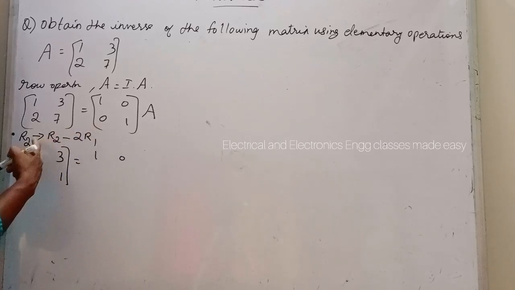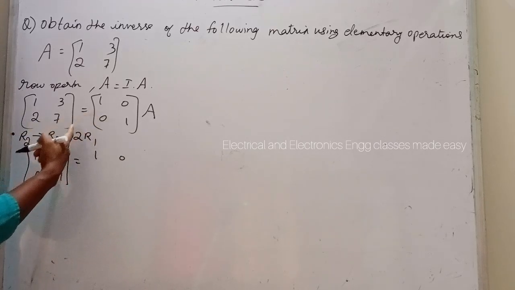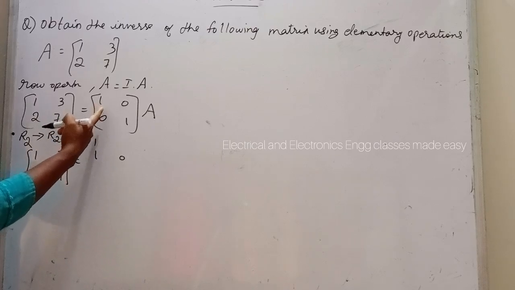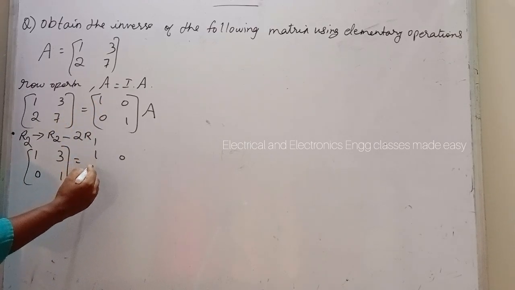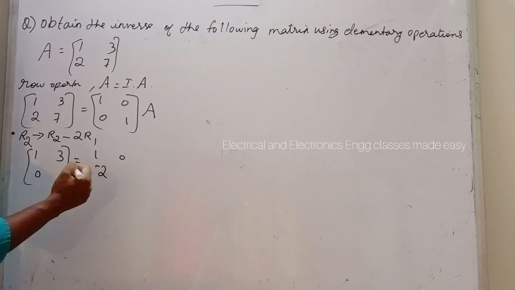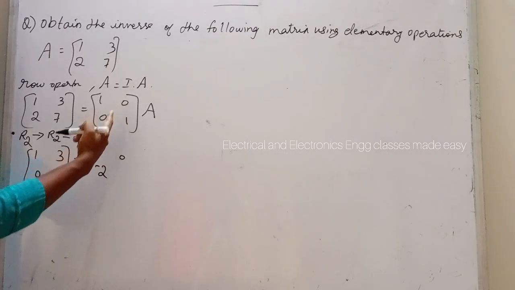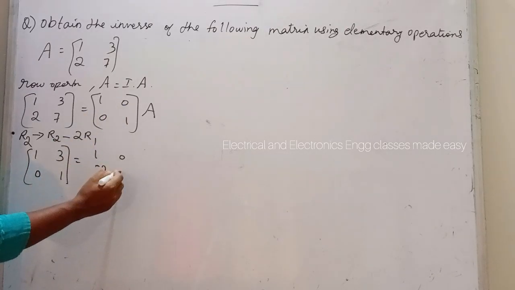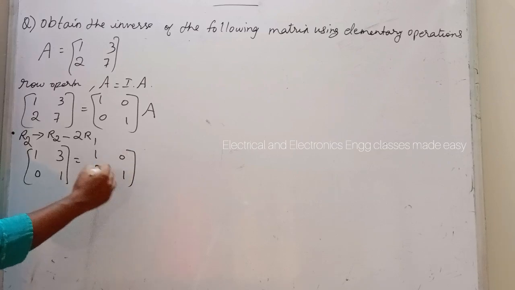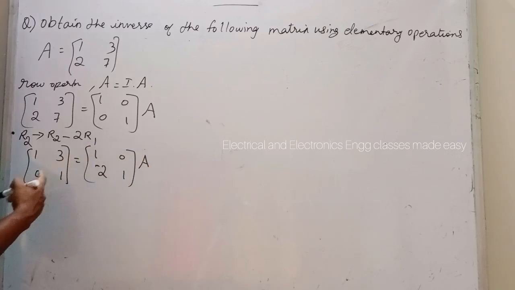Equal to, here 1, 0. So in the second row we have to apply this rule. So here we will get 0 minus 2 times R1. So 0 minus 2 into 1, so it is minus 2. Then next is 1 minus this one. So 1 minus 0 is 1, into A.